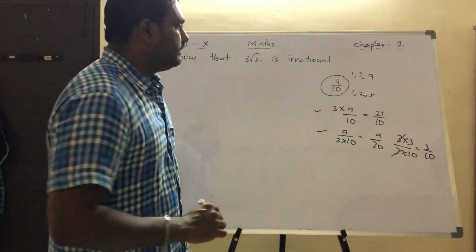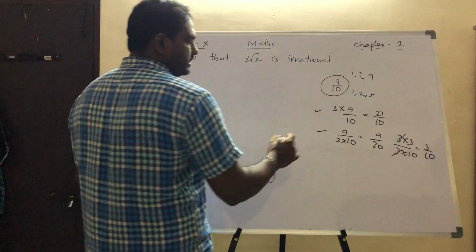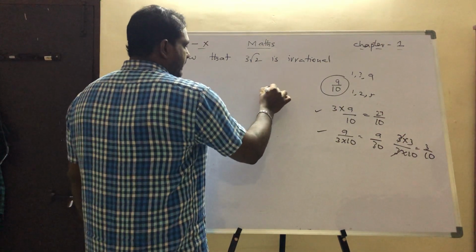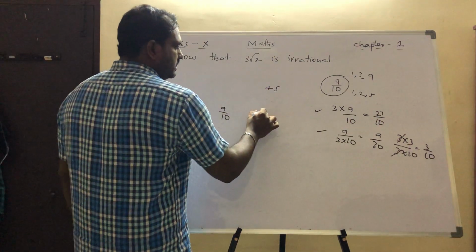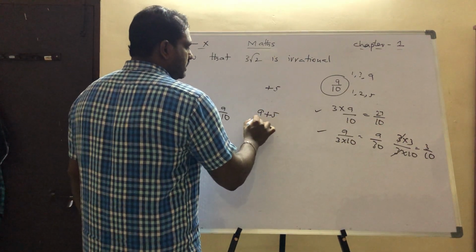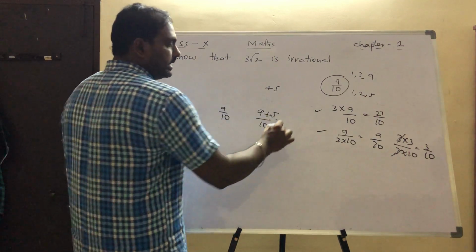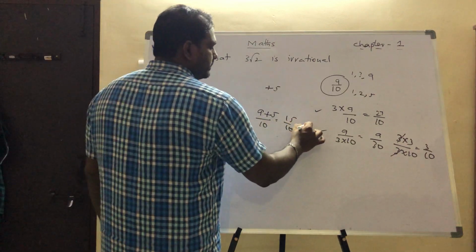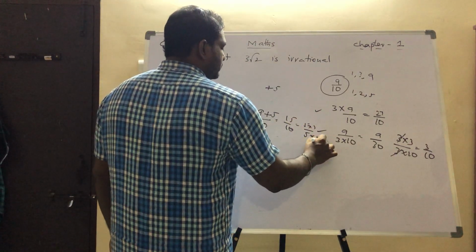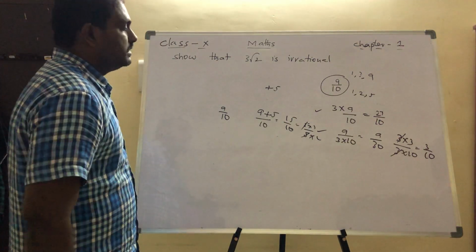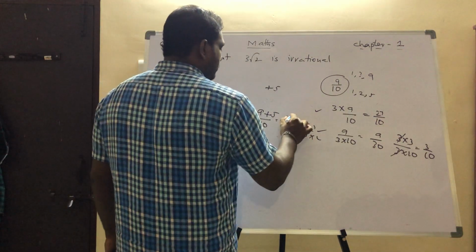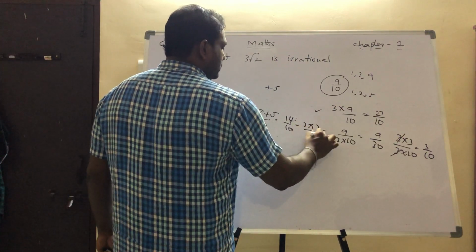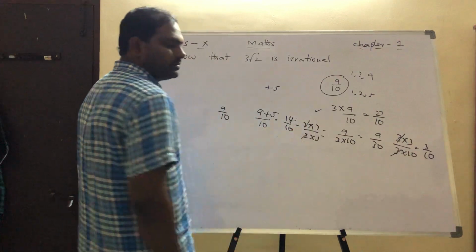Suppose I add and subtract, let us check. Now I'll take 9 by 10. 9 by 10 are co-primes. Now I'll add 5 to the numerator. What happens? 9 plus 5 by 10, that is 15 by 10. Are they co-primes or not? They have changed. 5 threes are 15, 5 twos are 10. Now it has changed. Now 9 plus 4 is 14. Now these are also not co-primes. Look at this: 2 into 7 by 2 into 5. The 2 gets cancelled.